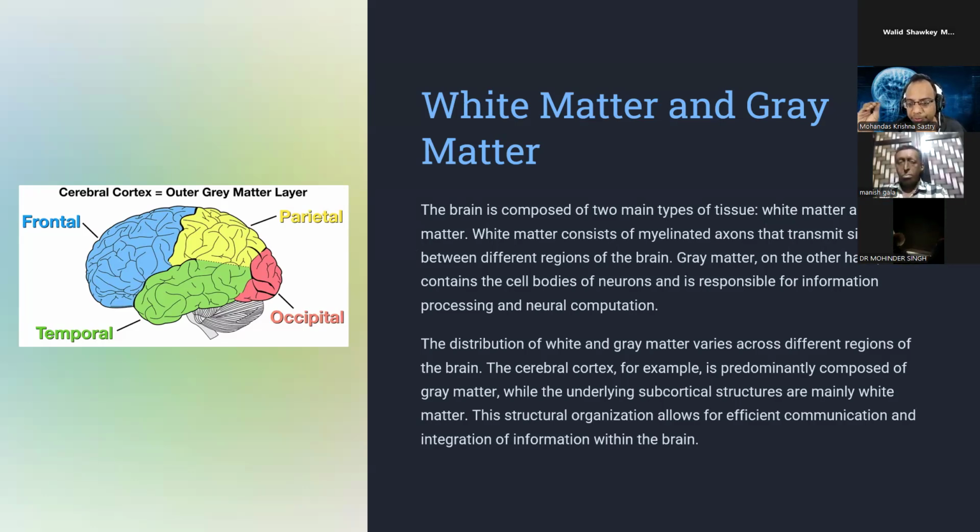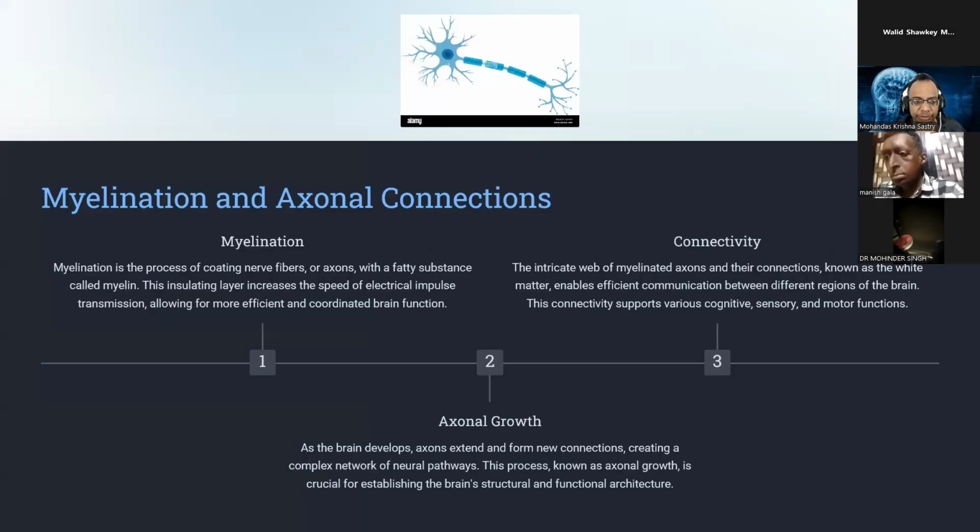The cerebral cortex, for example, is predominantly composed of gray matter, while the underlying subcortical structures are mainly white matter. This structural organization allows for efficient communication. So you can understand this is a composition of the brain which allows you to compose of what? It allows you to compose the architecture of the brain, which allows for efficient communication and information.